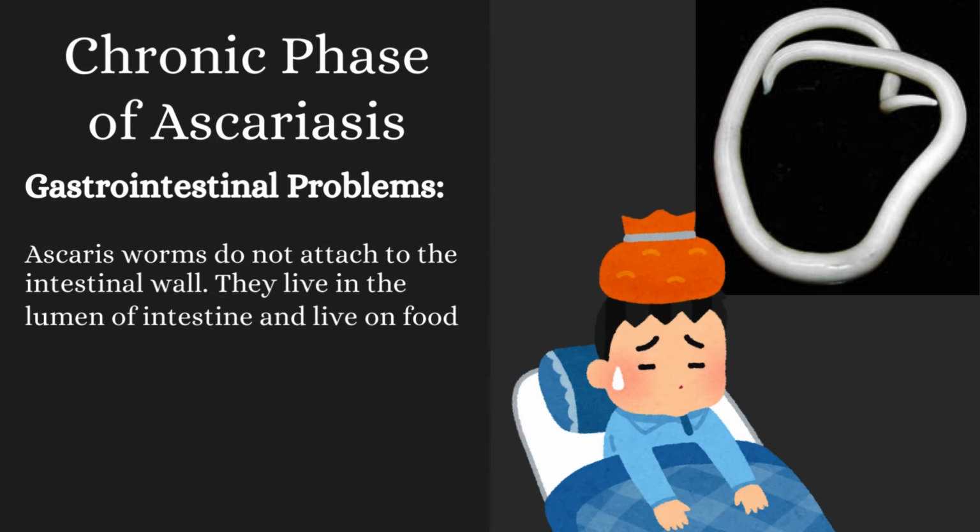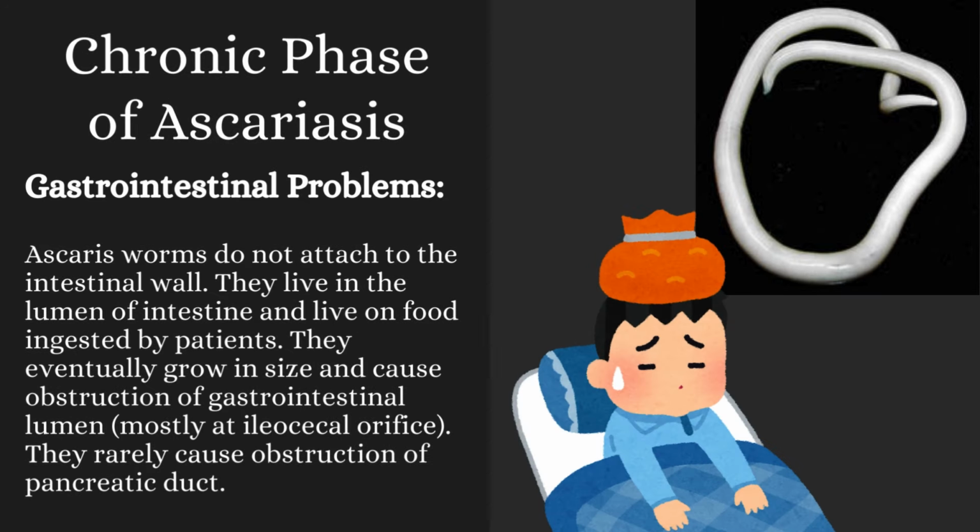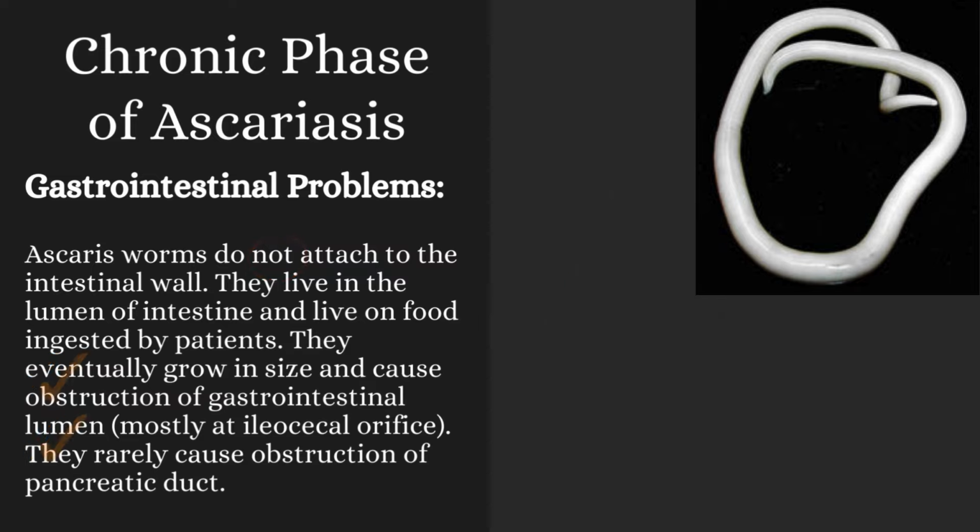Chronic phase of ascariosis. Gastrointestinal problems. Ascaris worms do not attach to the intestinal wall. They live in the lumen of the intestine, and live on food ingested by patients. They eventually grow in size and cause obstruction of the gastrointestinal lumen, mostly at the ileocecal orifice. They rarely cause obstruction of the pancreatic duct.